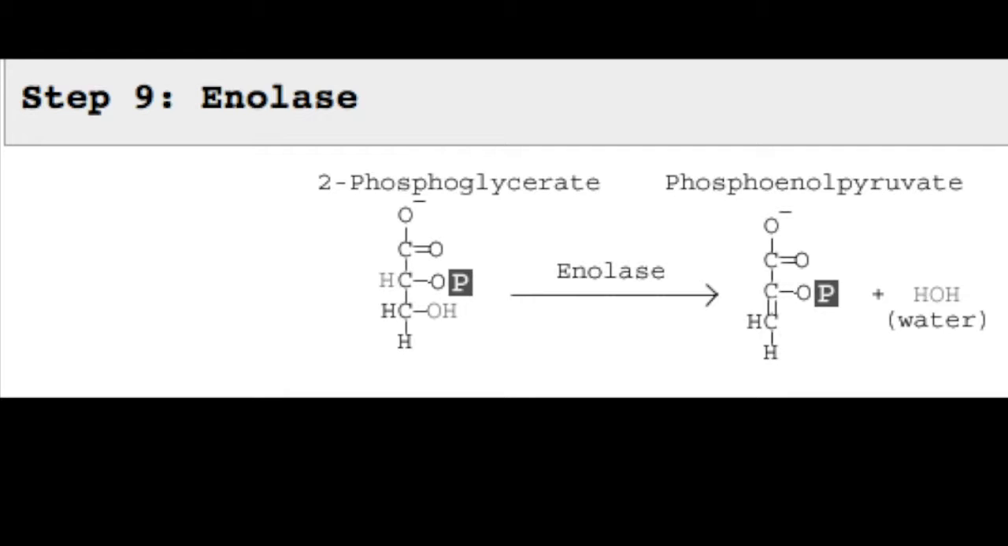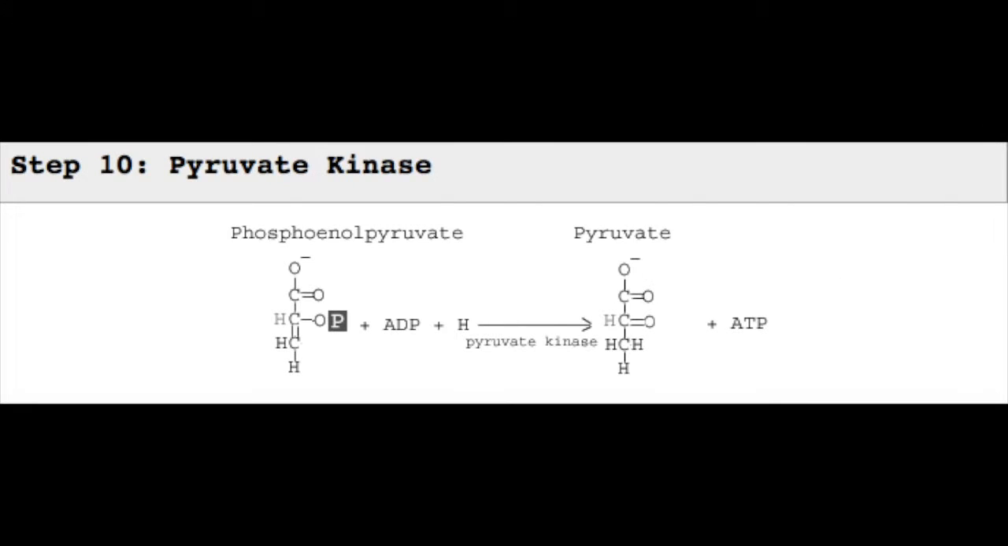phosphoenolpyruvate, PEP. In step 10, an enzyme transfers a phosphate from the phosphoenolpyruvate, PEP, to ADP to form pyruvic acid, and ATP results in step 10. 2 ATP net are produced and 4 ATP in total.